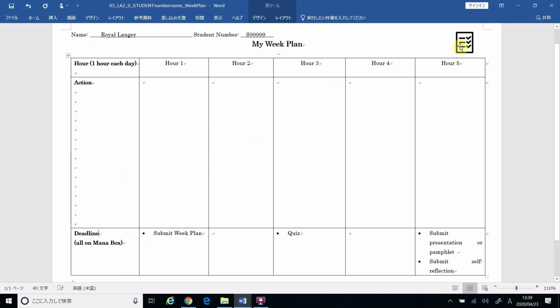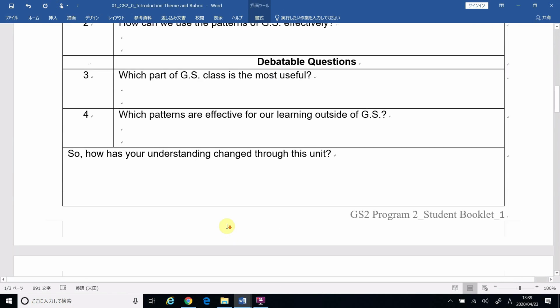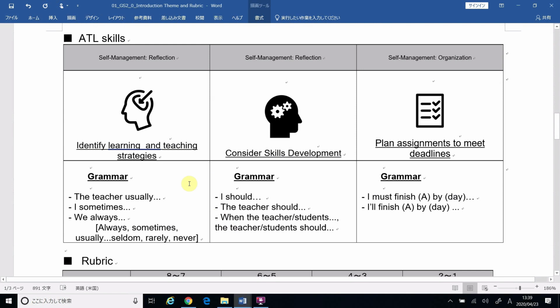There's one more thing. Do you see this icon? This icon is an ATL icon. Let's go back to the theme and rubric and check out the ATL skills. This unit, we have 3 different ATL skills. This icon is on the week plan. It says plan assignments to meet deadlines. So I need to plan so I can meet the deadlines.